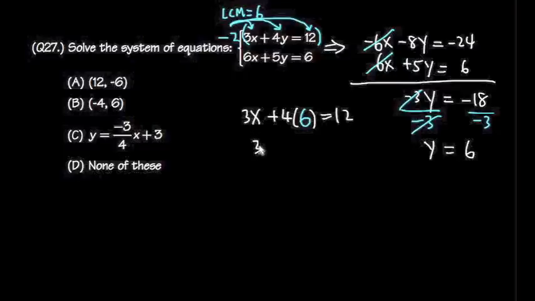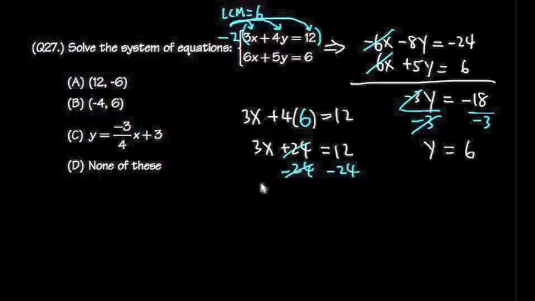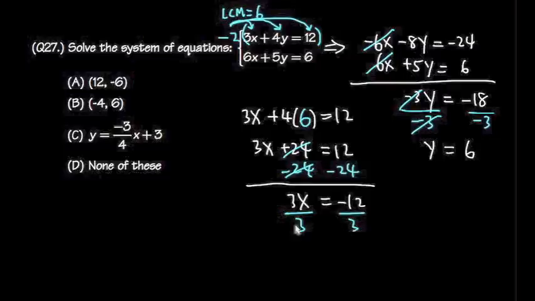And now this is 3x plus 4 times 6, that's plus 24, that's equal to 12, and we can subtract 24 on both sides, cancel this out, and we get 3x equals 12 minus 24, which is -12, and then divide both sides by +3. We can cancel out the 3's. Then x will be by itself. x equals -12 over 3, which is -4. So now we know that the answer is -4, 6.